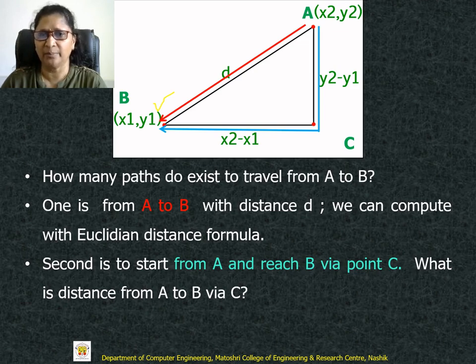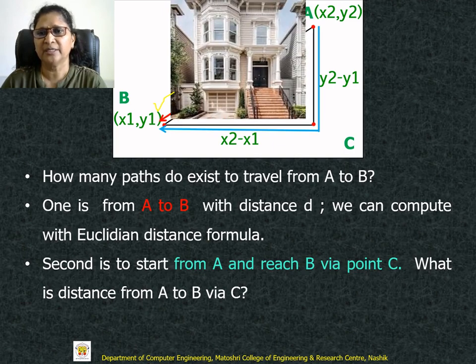Now what will be the distance D? We know how to compute it using the Euclidean formula. And to compute the distance from A to B via C is simply the sum of the distance from A to C and then the distance from C to B.